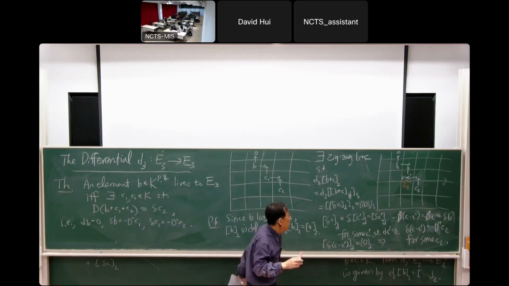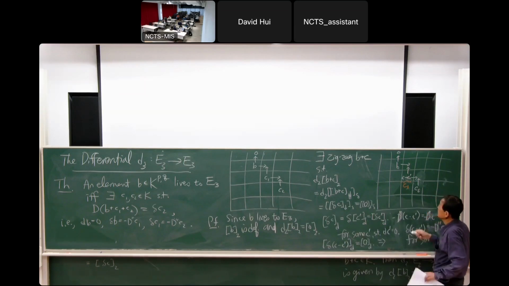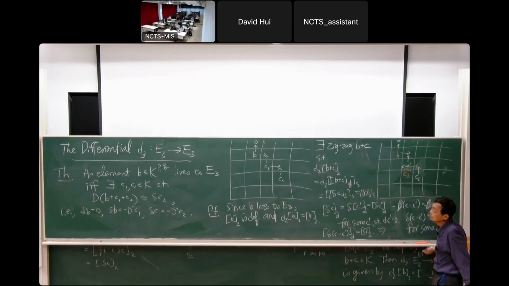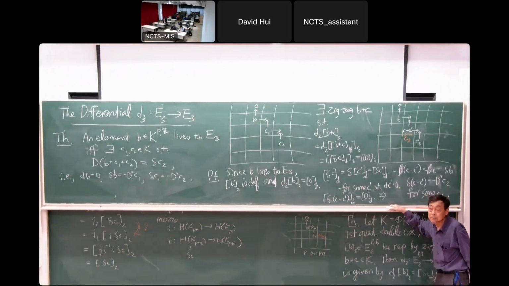And so the important thing in this proof is that this C doesn't work because you can't extend it, but by subtracting the C prime, then you can extend it. Okay? Yeah. Okay, so this proves the theorem. So now we know what an element of E3 looks like.